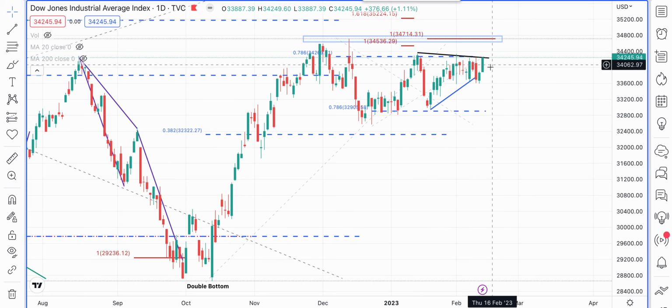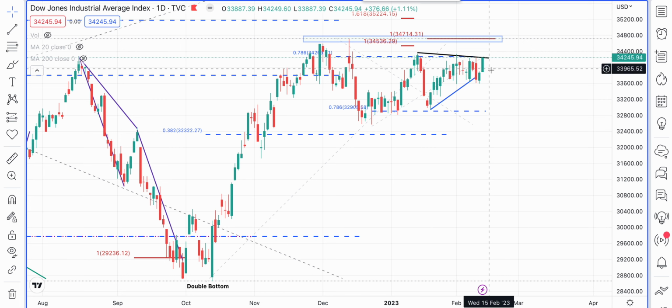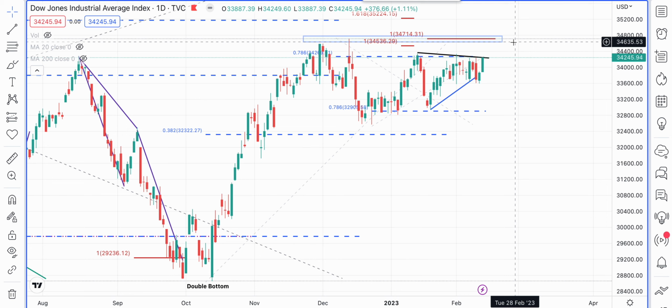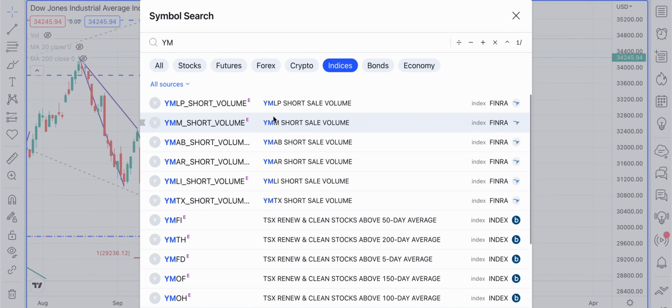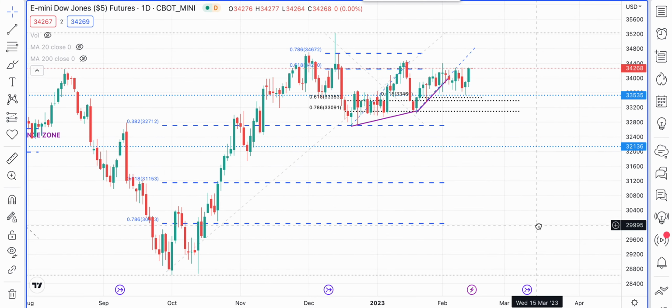We had discussed this wedge formation, and now it is just testing the upper boundary, and it looks like there is a possibility that this ABCD formation will finally take place. Let's go back to the futures.